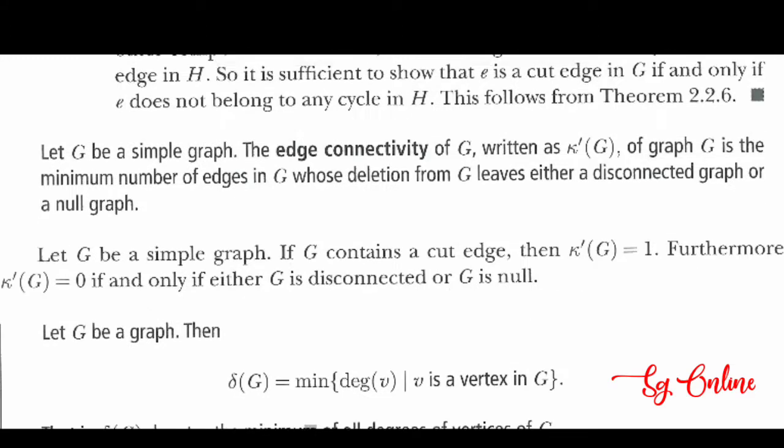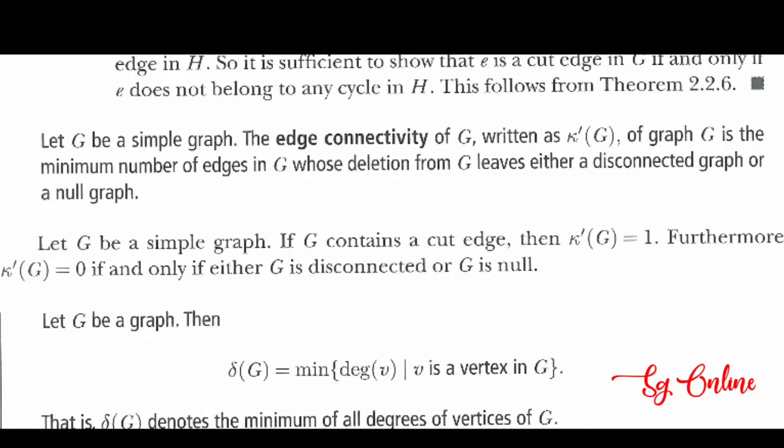Now we come to the edge connectivity of the graph, and that we denote by kappa dash G. That is another important parameter of the graph G. And as we have denoted vertex connectivity by kappa G, now we are denoting edge connectivity as kappa dash G of a graph, and that is the minimum number of edges in G whose deletion from G leaves either a disconnected graph or a null graph, that is a graph with no edge.